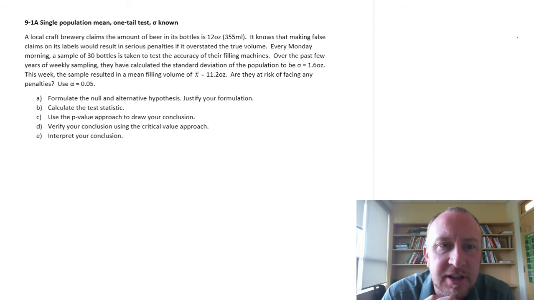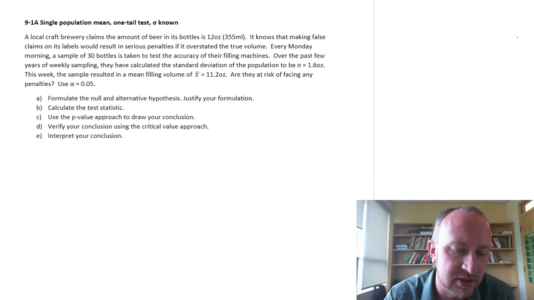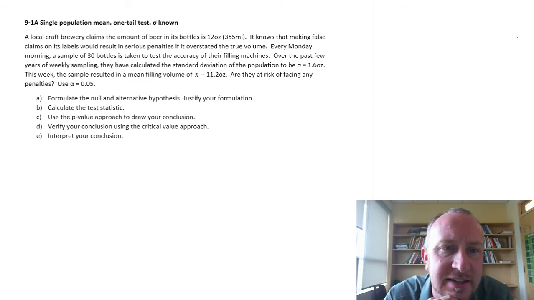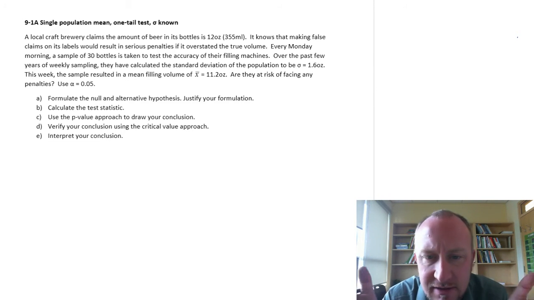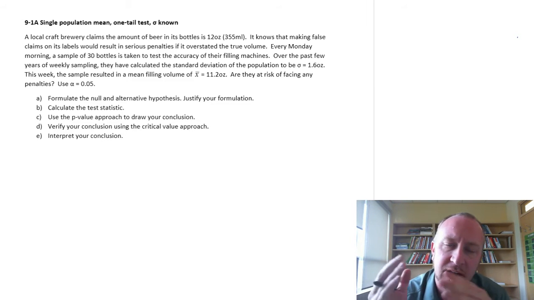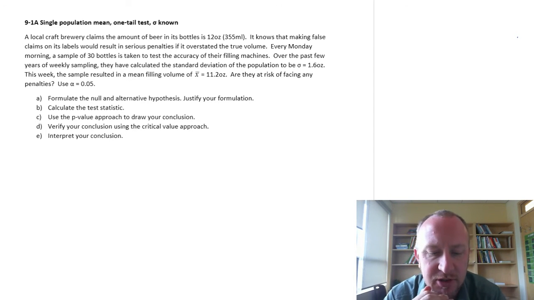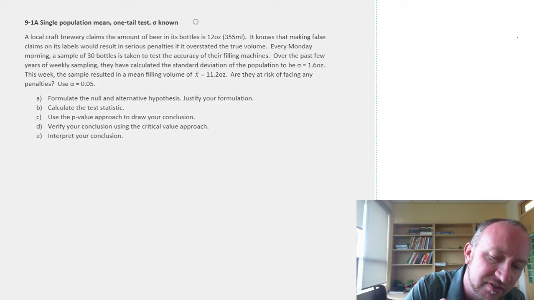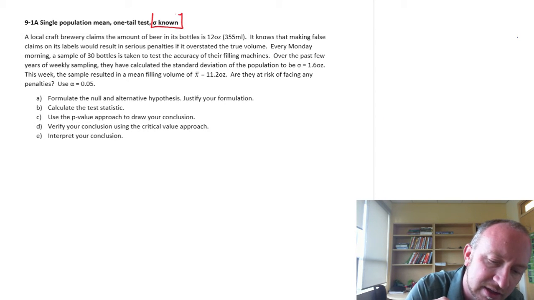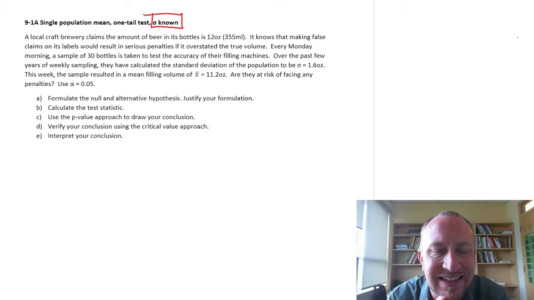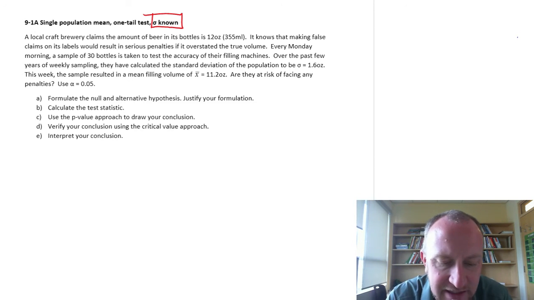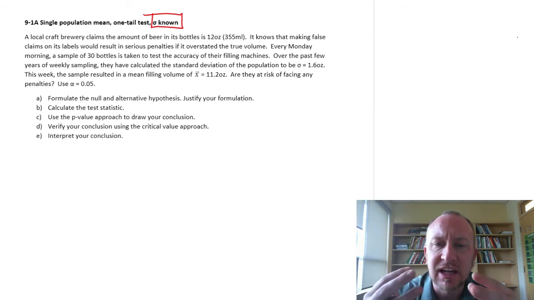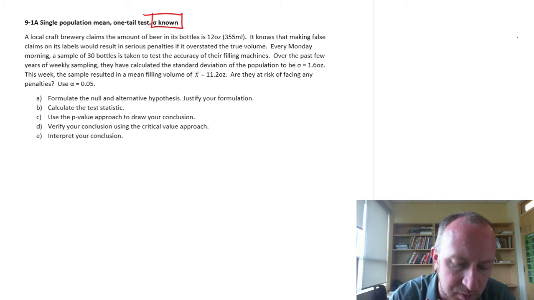Hello and welcome to this first exercise looking at a hypothesis test on a single population mean. This one is called a one-tail test, so we're just looking at either the upper tail or the lower tail of the distribution, and we're going to start off in the simplest case, assuming that we know what the population standard deviation is. So let's get into this problem and then we'll walk through what's happening at each step of the way.